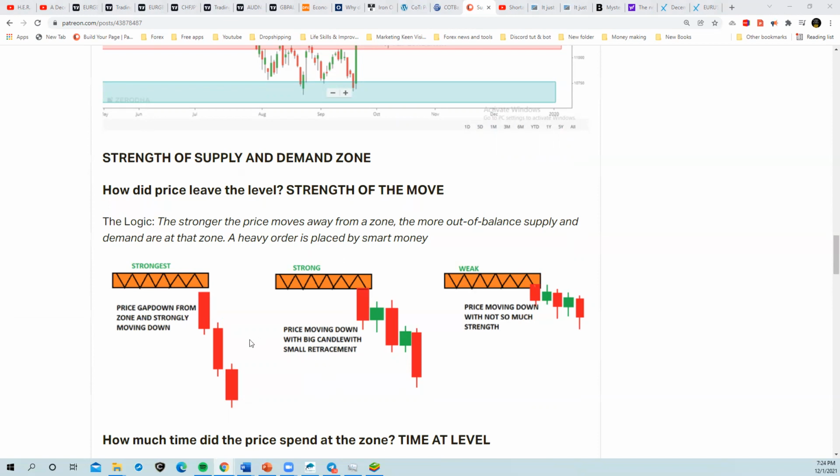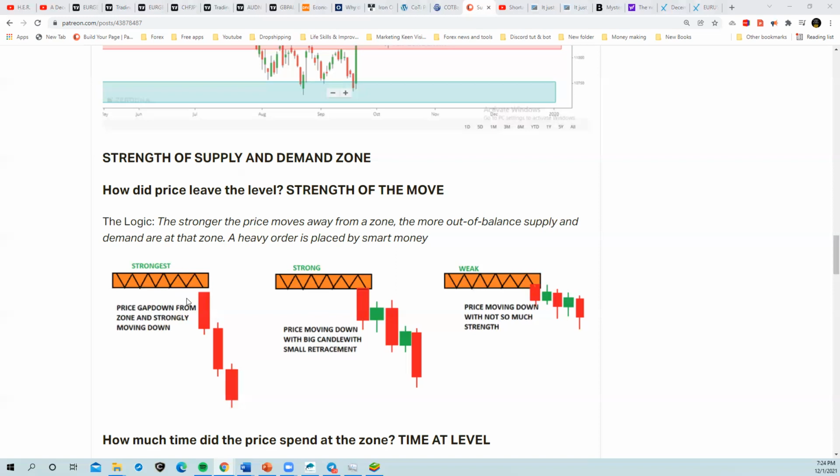So it's always important how extreme the move is after we identified that supply zone, or we saw the consolidation. Now the logic: the stronger the price moves away from the zone, the more out of balance supply and demand are at that zone. A heavy order is placed by smart money, or you have that big amount of contracts. They're moving a lot of money at that zone.